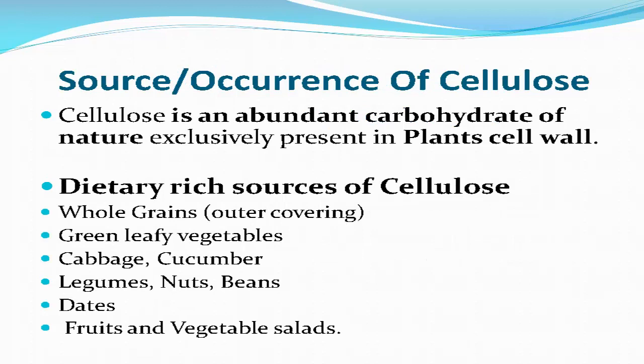Okay. So where do we find cellulose? It is very abundant in the plant universe. A large amount of all the fibrous things are made up of cellulose. The cell wall of plants contains cellulose. In what kind of diet can we find it? In the outer covering of the grains, green leafy vegetables, cabbages, spinach, nuts, beans, all the vegetables, and fruits and their peels, you will find a large amount of cellulose.